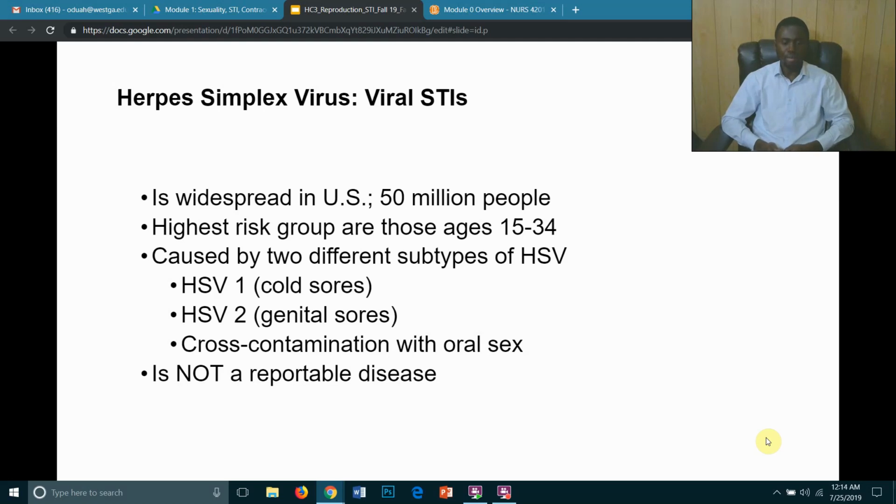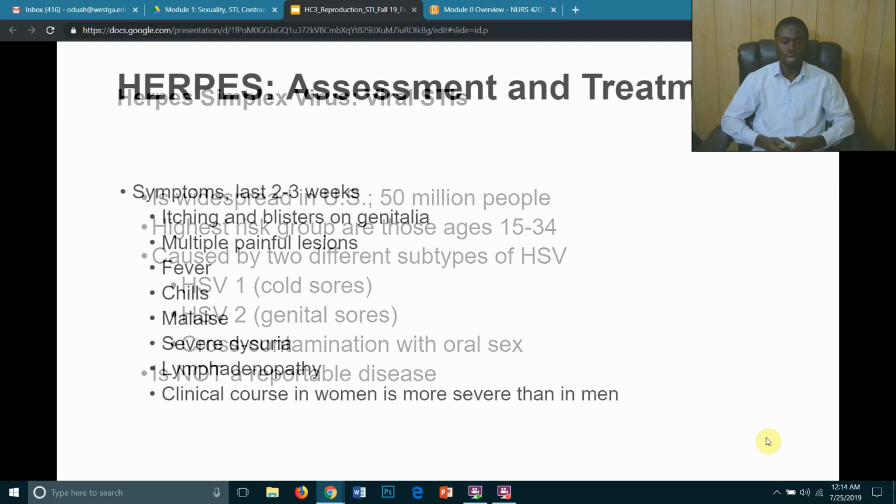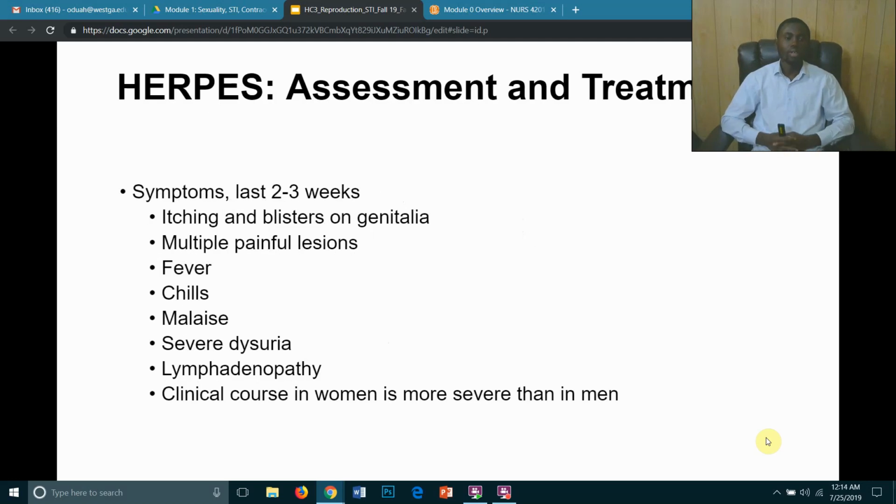This is not a reportable illness, and so you don't have to report it to the local authorities. Herpes is confirmed through viral cell culture or polymerase chain reaction, which is known as the PCR. These are assays or assessments of the lesions.